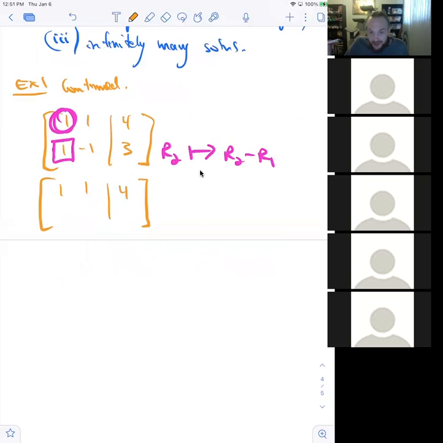Just copy it out. Now what I'm doing is I'm replacing every entry with the entry of row 2 minus the row 1 entry. So 1 minus 1 is 0. That's why I did it. -1 minus 1 is -2. And 3 minus 4 is -1.